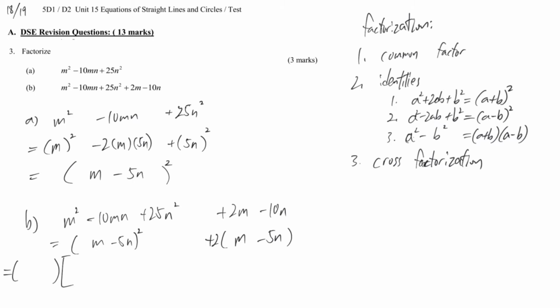Whenever I extract a common factor, I will put it on the left hand side, m minus 5n. And then what is left, I will write vertically below. So the first bracket, there are two brackets together because of this square. We remove one, so still one bracket is left. And the second term, we remove this bracket, only positive 2 is left.